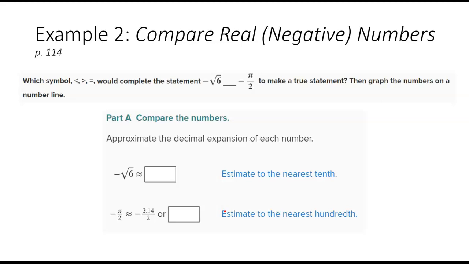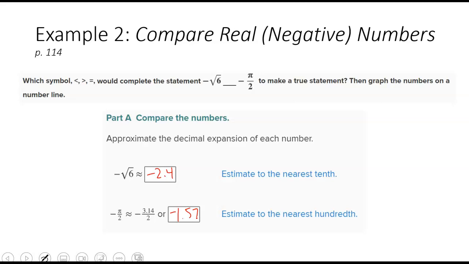So even though 7 is bigger than 6, -7 is smaller than -6. But we're going to do the exact same thing. So even if we want to compare negative square root of 6 to negative pi over 2, we are going to find the decimal approximation of each number. So the decimal approximation of negative square root of 6 is negative 2.4. And then negative pi over 2 is negative 1.57. So again, very easy to see once we have the decimals, because they're not that close to each other.